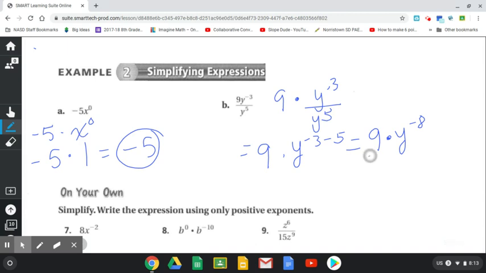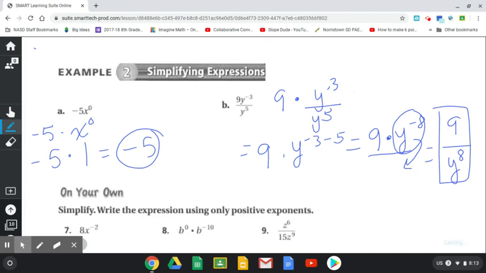Remember, there's an imaginary fraction line there, right? So I'm going to take this whole thing and I'm going to flip it down there. So I'm going to leave my 9 on the top because we don't have to move that. And we're going to leave my y to the +8 here. So my answer here is 9 over y to the 8th because I have to flip this y to the -8 to the bottom.